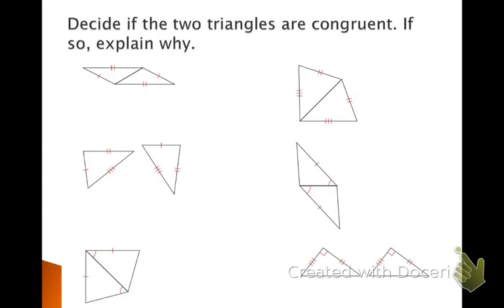So let's go through here, decide if two triangles are congruent, and explain why. I always tell you to outline one of your triangles to compare to the other. So I'm going to outline this left triangle. I have a side marked congruent to a side. I have a second side marked congruent to a side. And it appears I don't have a third side. However, both triangles share this side. So this would be my third congruent side.